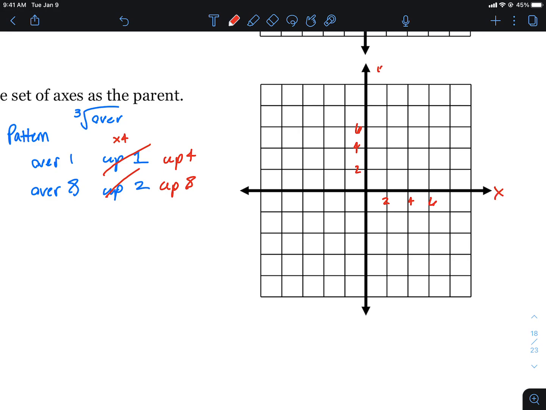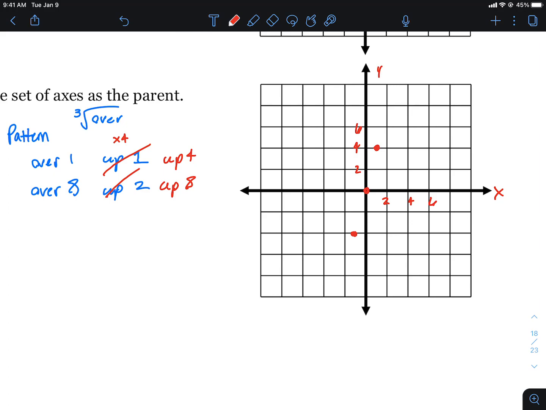And now that we got it labeled that way, now we can go and plot everything here. So let's do this here. Over 1, up 4 would be kind of like that. Of course, you got 0, 0. I'm going to go backwards 1 and down 4, which should be 2 ticks. So it's very steep there in the middle because of the vertical stretch.